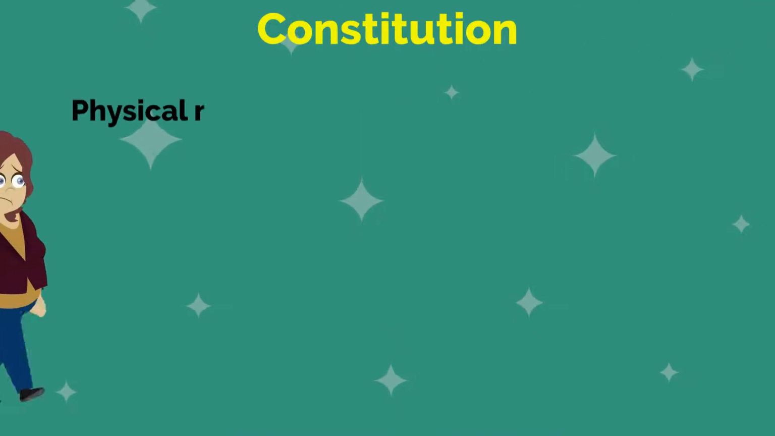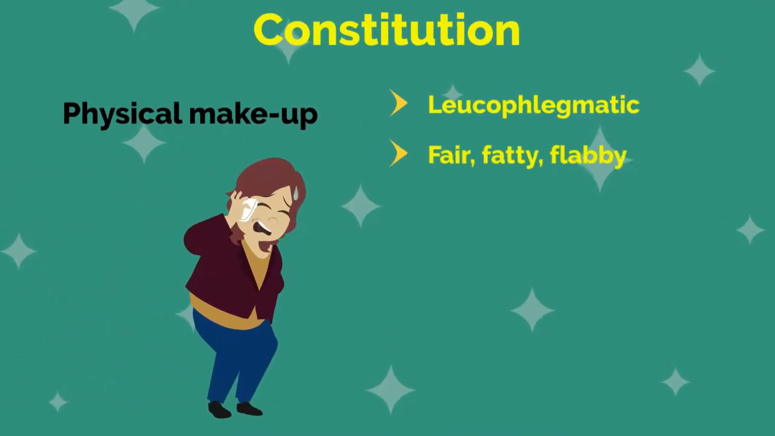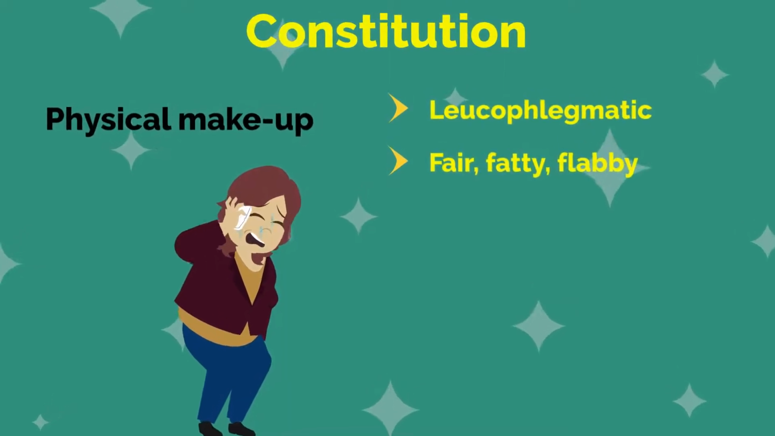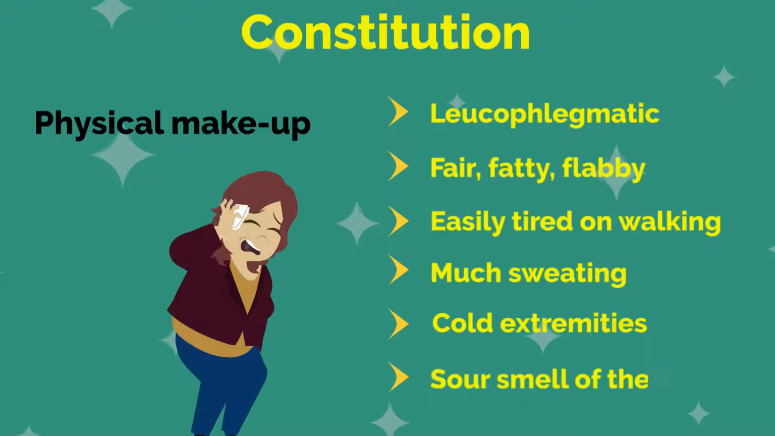Calcaria Carb is adapted to leukophlegmatic constitution. It is suited to fair, fatty, flabby person, who easily gets tired on walking with much sweating, cold extremities and sour smell of the body.